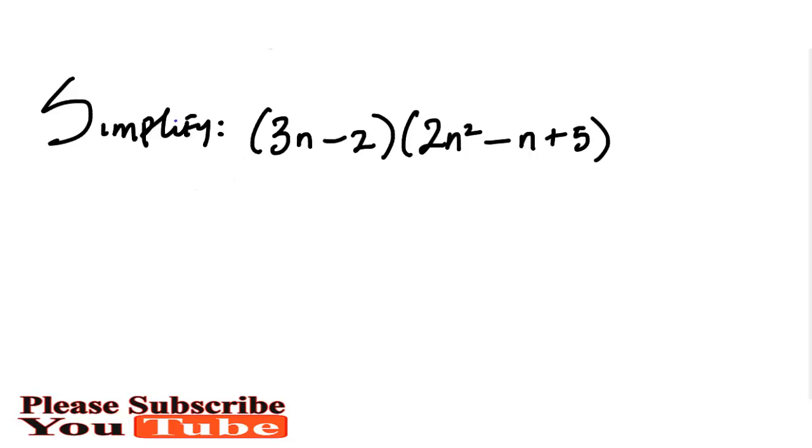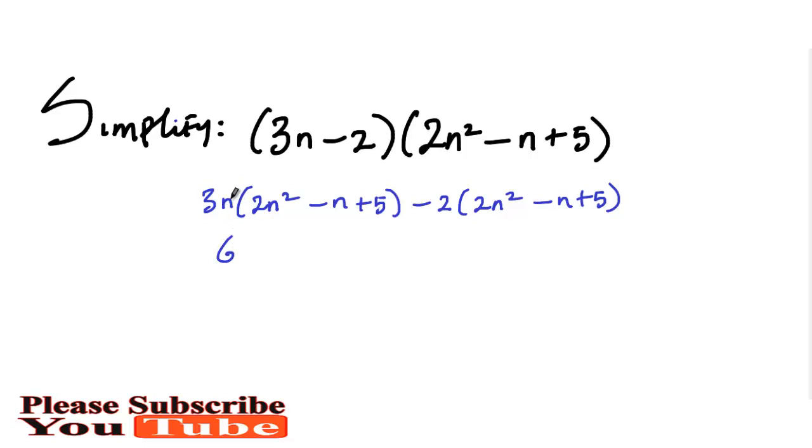We can say 3n into bracket 2n square minus n plus 5, then minus 2. We use this also to open it, 2n square minus n plus what? 5. So 3n times 2n squared. 3 times 2, that is 6. This is n raised to power 1 basically. So n raised to power 1 times n raised to power 2, that will give us n raised to power 3. Then 3n times minus n, that will give us what? Minus 3 what? N squared.